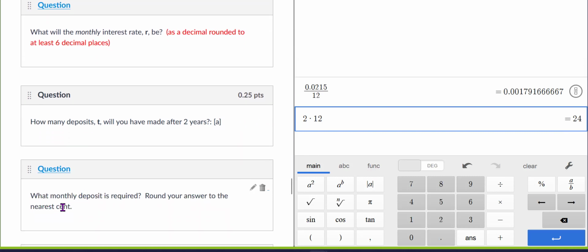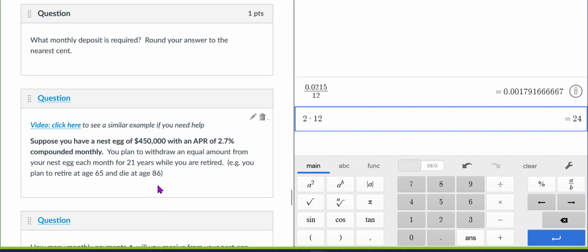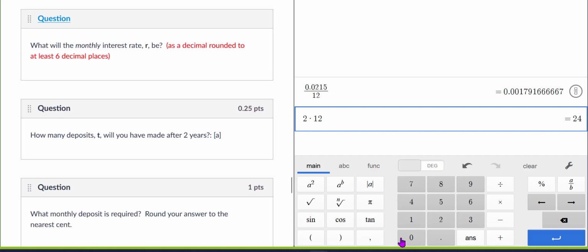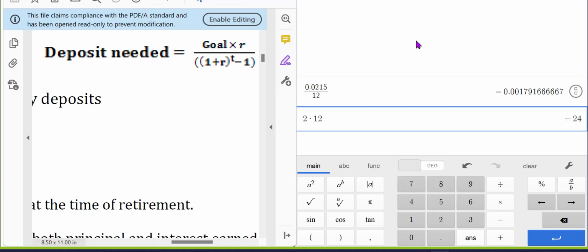What monthly deposit is required? Round to the nearest cent. Okay, so we need our formula. So get our formulas out. On your formula sheet, you'll see deposit needed equals goal times R over 1 plus R to the power of T minus 1, right?